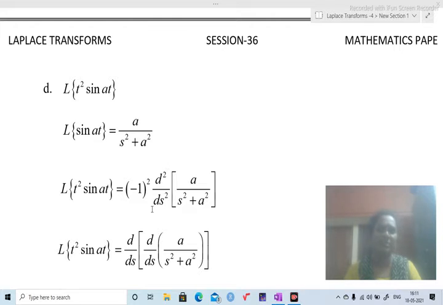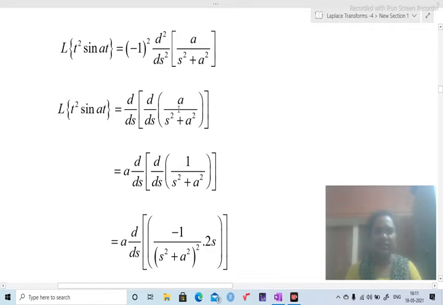Here 2 times differentiation is there. First one time, again one more time. So here a is constant, put aside. Again use the same formula, that is minus n by x power n plus 1. Here n is 1. N is 1 means the power of this term. The power of this total term is 1 only. So minus 1 by s square plus a square whole square.